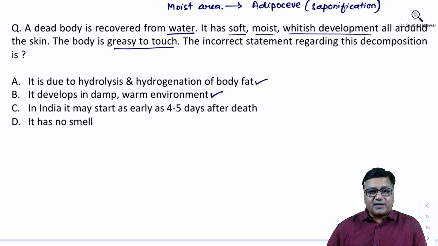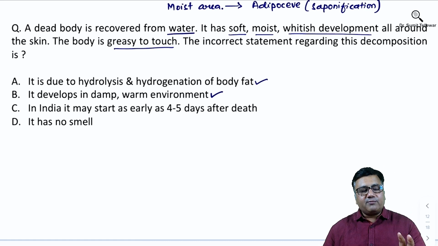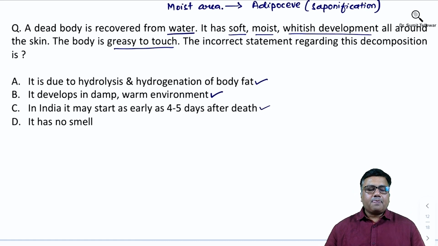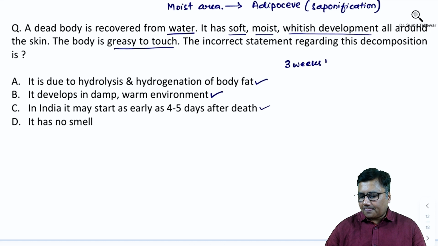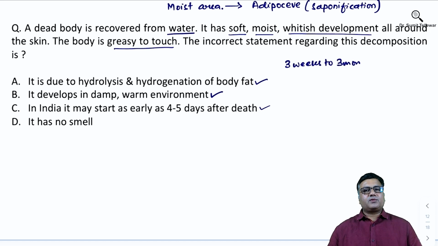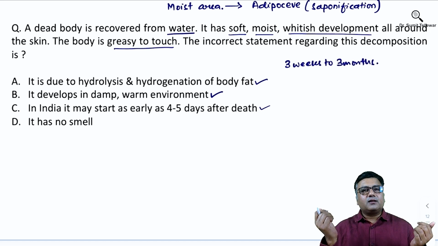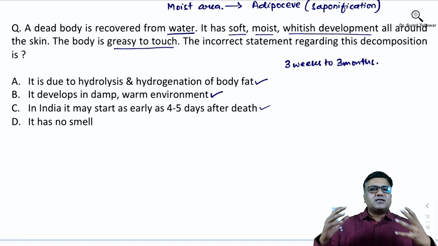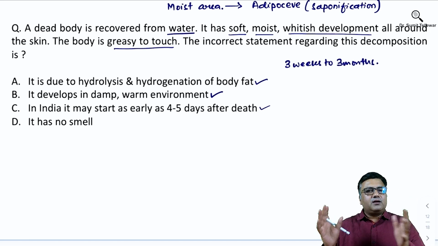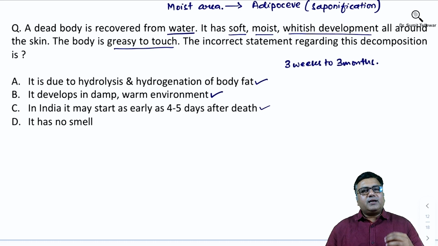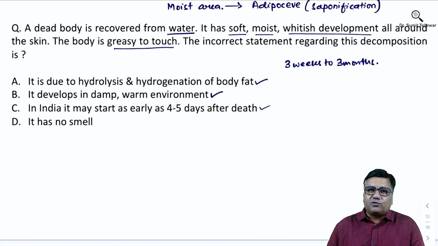This is also a correct statement because most of the time when students read about adipocere, we say that the common time of appreciating adipocere is 3 weeks to 3 months. But in India, where the temperatures are high, it's a country where it's not very cold, adipocere development beginning may happen in 4 to 5 days. It may start to develop as early as 4 to 5 days.